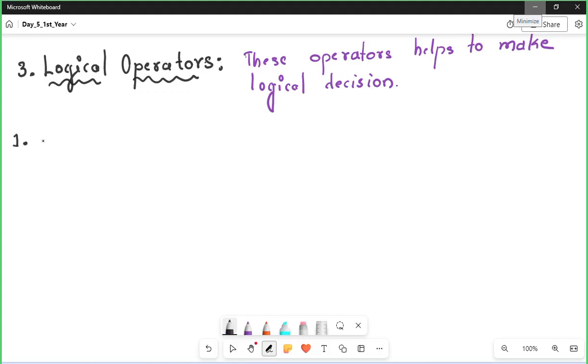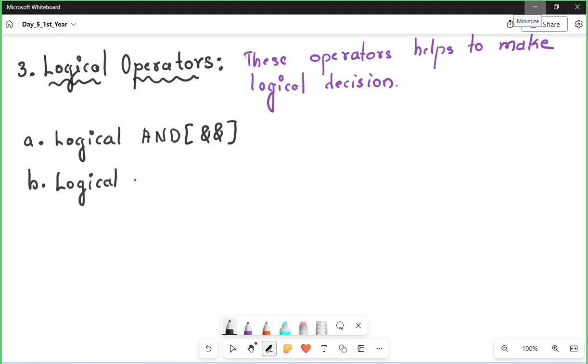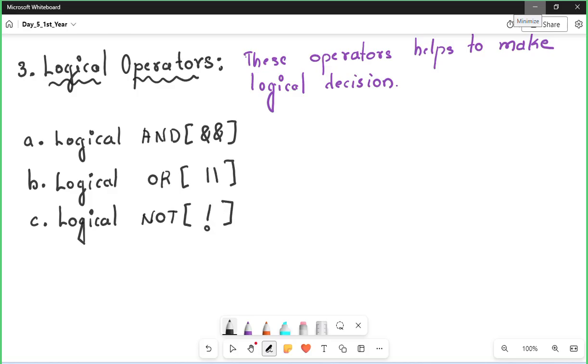The first one is logical and, represented by the double and symbol. Then comes logical or, represented by pipe. That symbol is called pipe or parallel. Then comes logical not, which is represented by the exclamation sign.